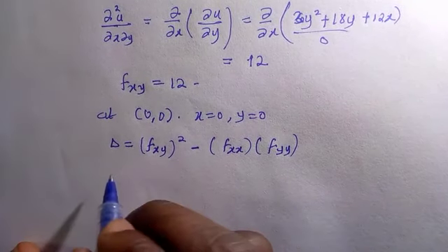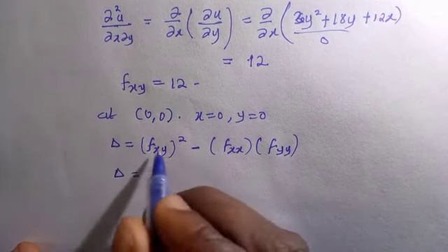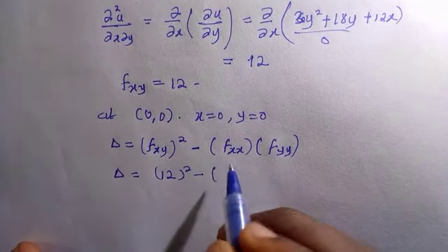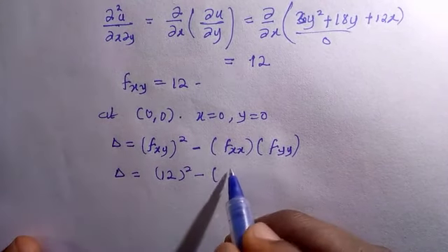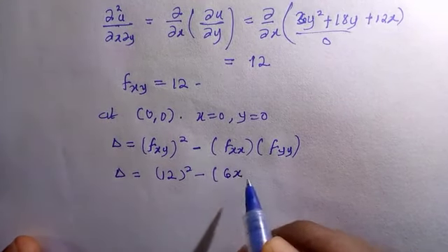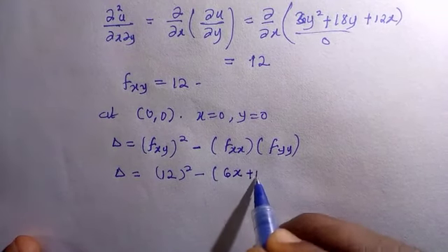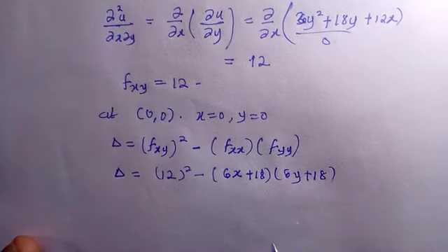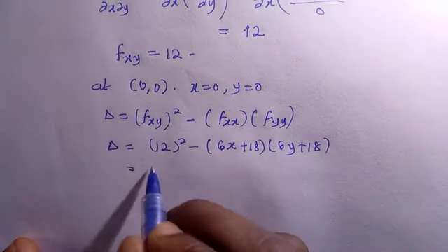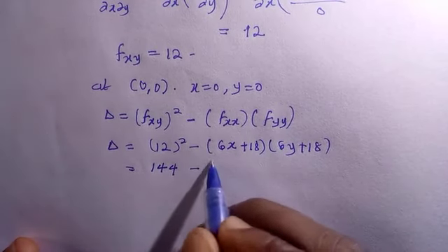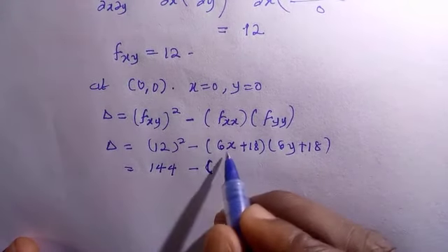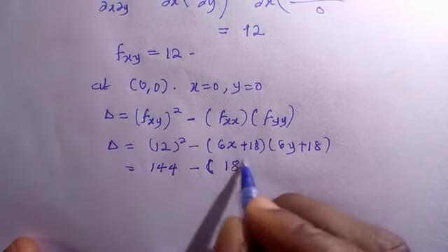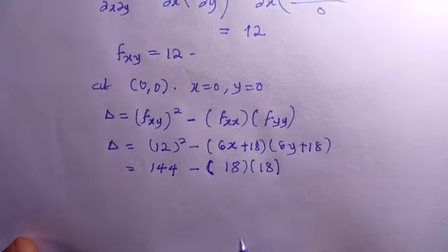So what is fxy that we obtained, which is 12? So we replace it as 12 raised to power 2. And what is fxx? fxx is 6x plus 18, and fyy is also 6y plus 18. Okay, so 12 squared is 144 minus, and if you replace x with 0, 6 multiplied by 0 becomes 0, plus 18, that is 18. Similarly this one is also 18.